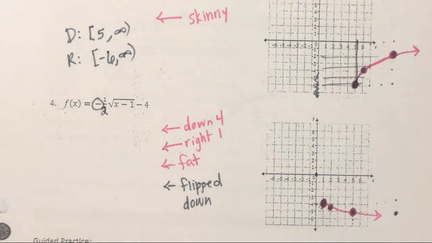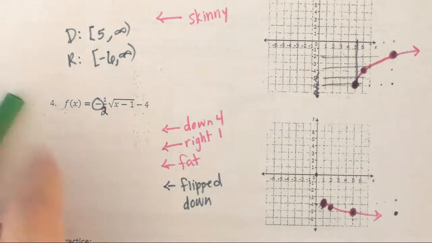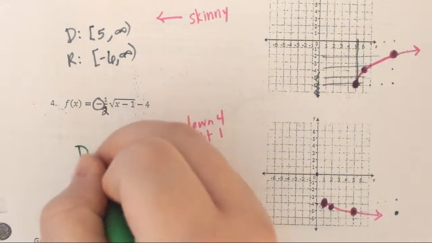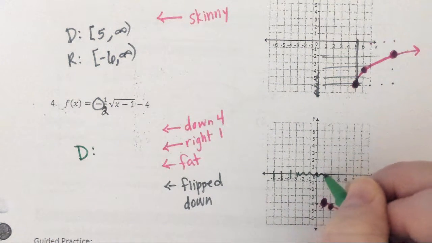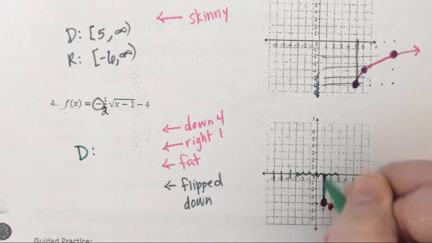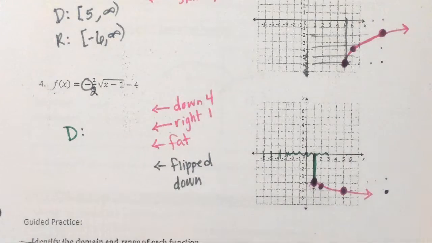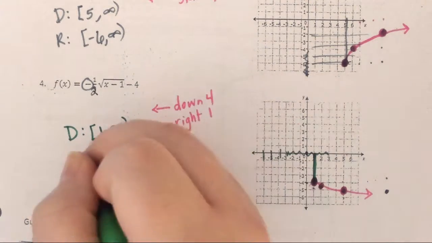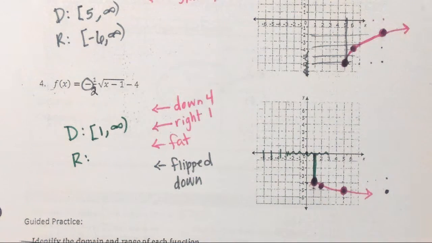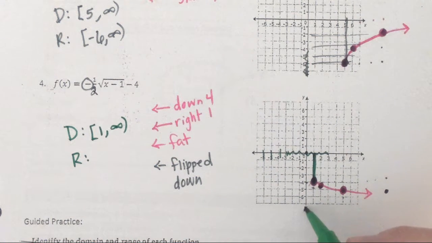Number 4 is the hardest. Let's do the domain. It's not that bad. So domain, I'm reaching out along the x-axis. I'm trying to touch it. When can I first reach out and touch that pink thing? When's the first time? At 1. So 1, infinity.